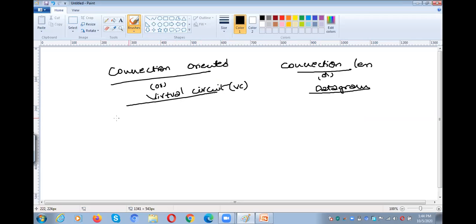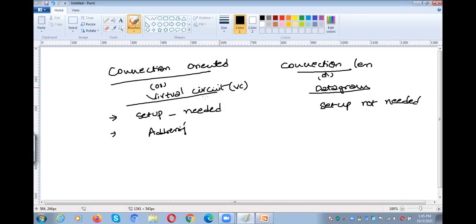In the case of a connection oriented service, connection establishment, that is circuit setup, must be there. If it is a connectionless service, there is no wire or cable connection between the devices, so setup, that means connection establishment, is not needed. Coming to addressing, in a connection oriented service there is a virtual circuit number for the connection. As it is a connectionless service, each individual packet can follow its own route. There is no separate virtual circuit number here.